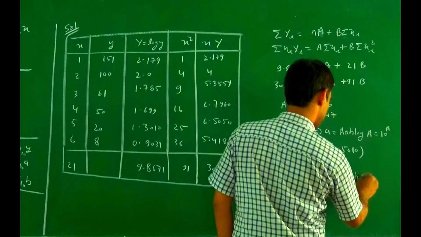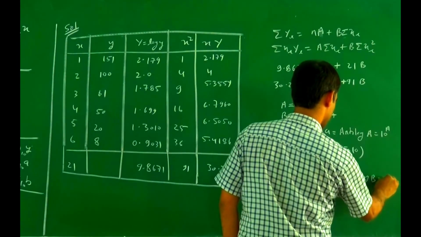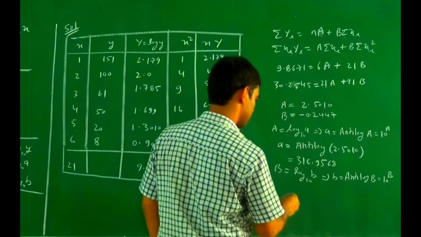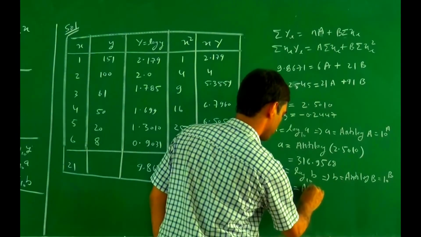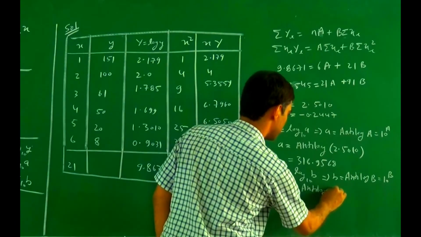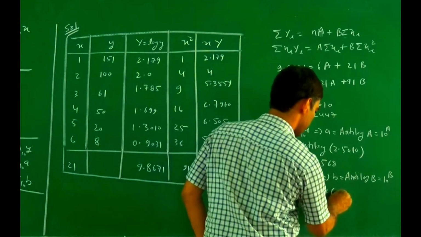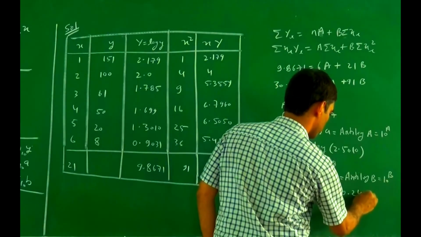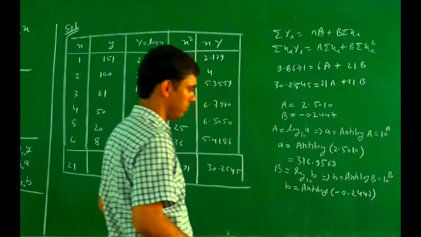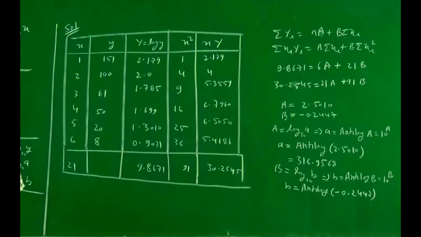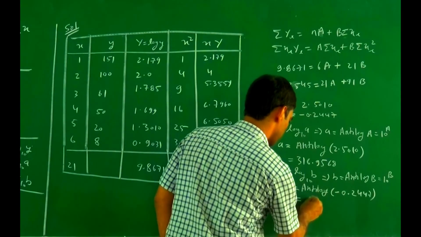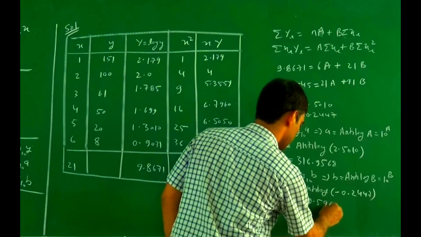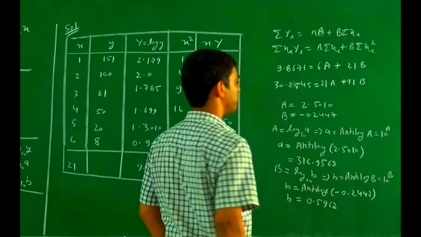Anti-log of B, this one 10 to power B, and what is the value for B? B becomes anti-log of what? Anti-log of minus 0.2447. So we noted down the value for this one also. The value for this one is 0.5962. This one is the value for B.